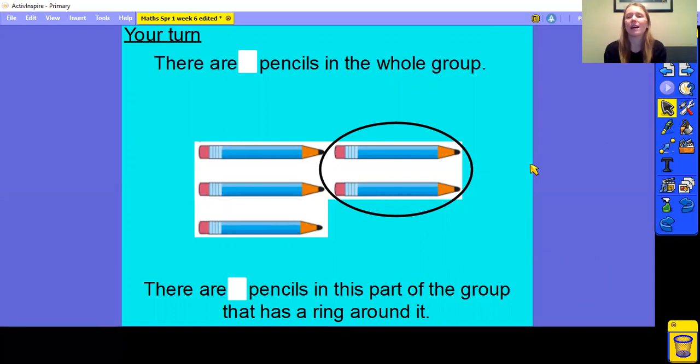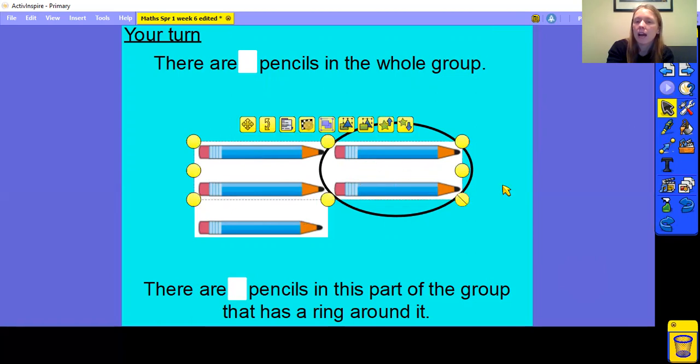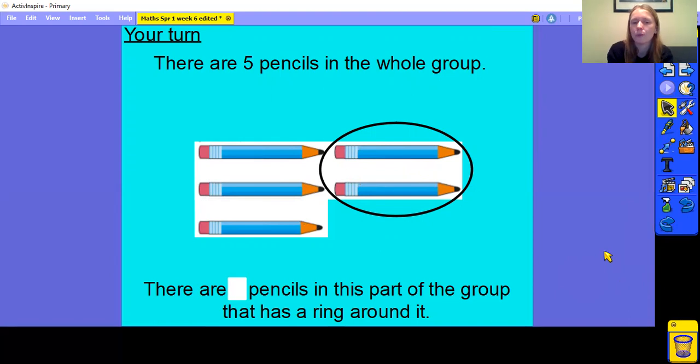Okay, now that you've had a turn, let's see how many pencils are in the whole group. Are you ready to count? 1, 2, 3, 4, 5. There are 5 pencils in the whole group.